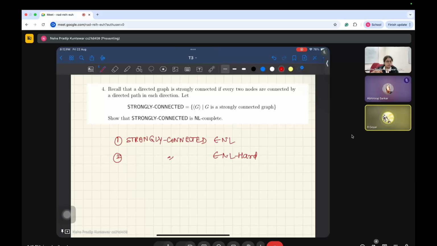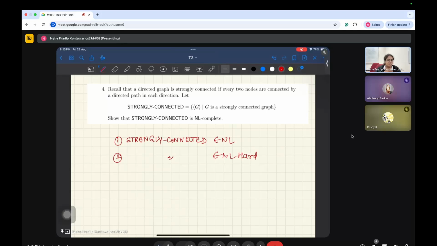And now if I need to show that the path problem can be reduced to this strongly connected problem, wait, let's resolve the first part of it. What we are saying is, if I give you two vertices, say U and V, you can tell me in NL whether there is a path from U to V. Yes, I can tell you this in NL, using logarithmic space. Exactly, because you can guess the path and verify, like we did earlier, locally verifying one step at a time.